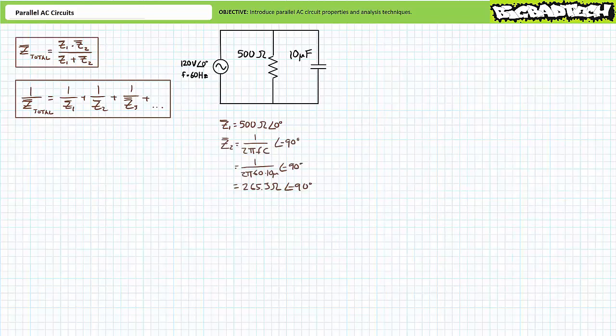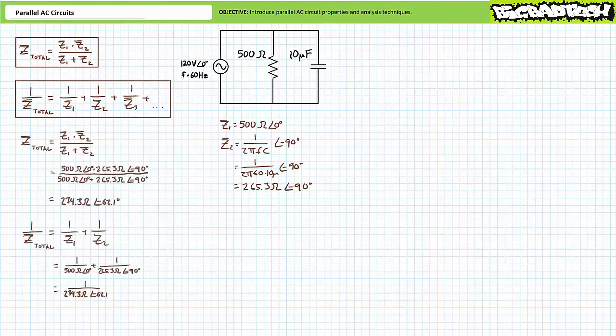Complex impedance of the 10 microfarad capacitor at an excitation frequency of 60 Hz is roughly 265.3 ohms at an angle of negative 90 degrees. Let's call this impedance Z2. Note Z2 points entirely in the vertical negative imaginary direction. Using either formula, total impedance for this parallel network equals 234.3 ohms at an angle of negative 62.1 degrees. You note that the negative angle of total impedance indicates the complete parallel circuit will exhibit largely capacitive behavior.